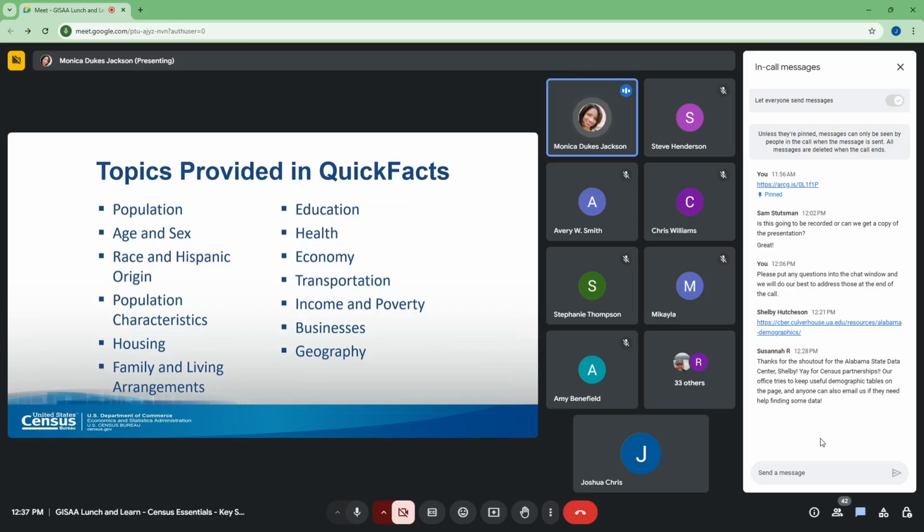And again, it's including other topics such as economy, income and poverty, and housing. And so you cannot change the topics or headings in this tool. It's just to give you a quick overview of an area. And again, you can compare up to 6 different geographies in this tool.